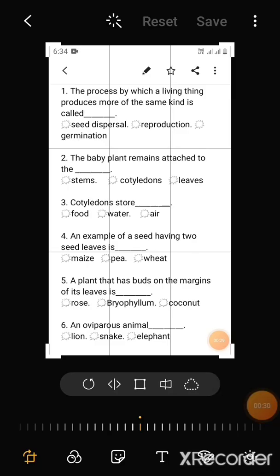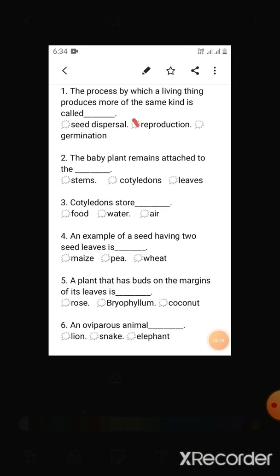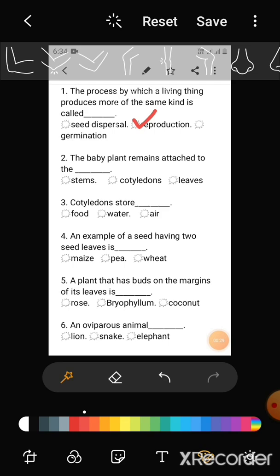And the answer is seed dispersal? No. Reproduction? Yes. The correct answer is reproduction. The process by which a living thing produces more of the same kind is called reproduction.